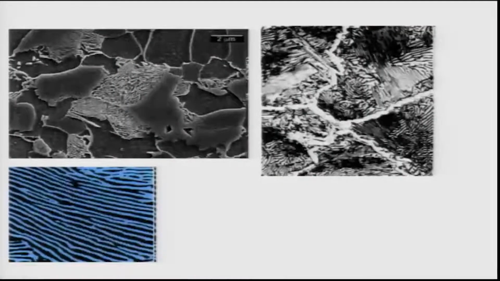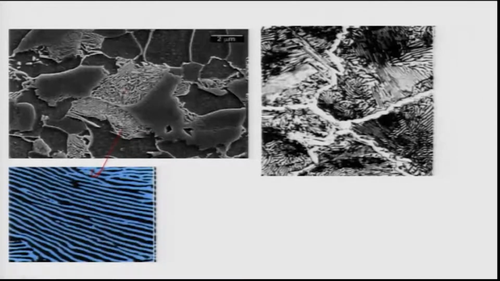Now, let us see how it looks. As you see here, this is basically a typical structure of a hypoeutectoid steel, and you see this is the pearlite, and in between that you have alpha ferrite grains present on these sides. Basically, this is about 0.2% carbon steel, that is why the pearlite volume fraction is low. And pearlite, if you zoom in, will look like a lamellar structure, as we discussed long back.